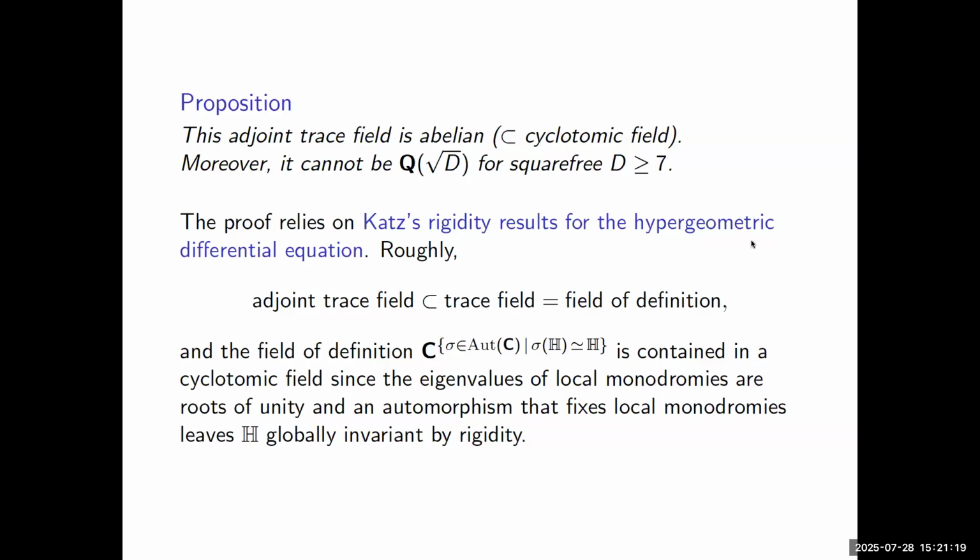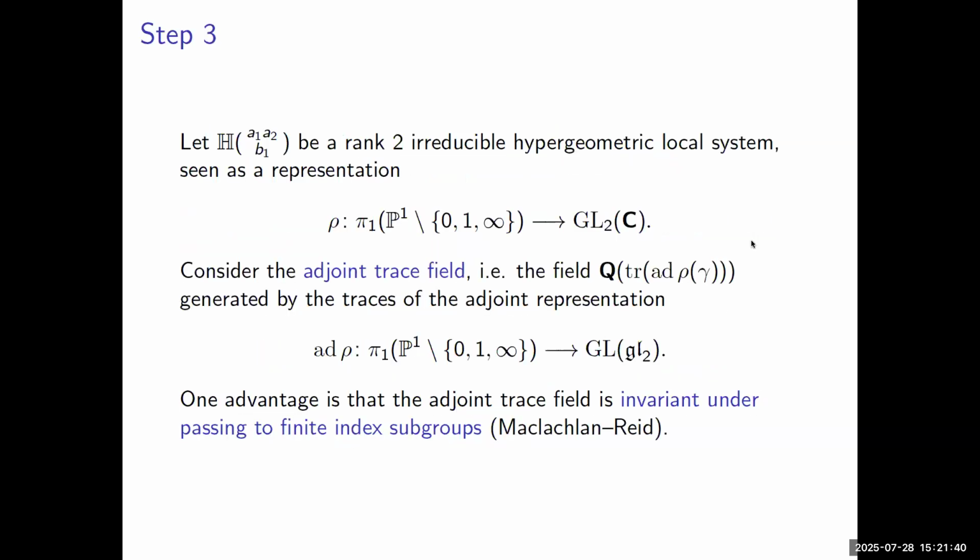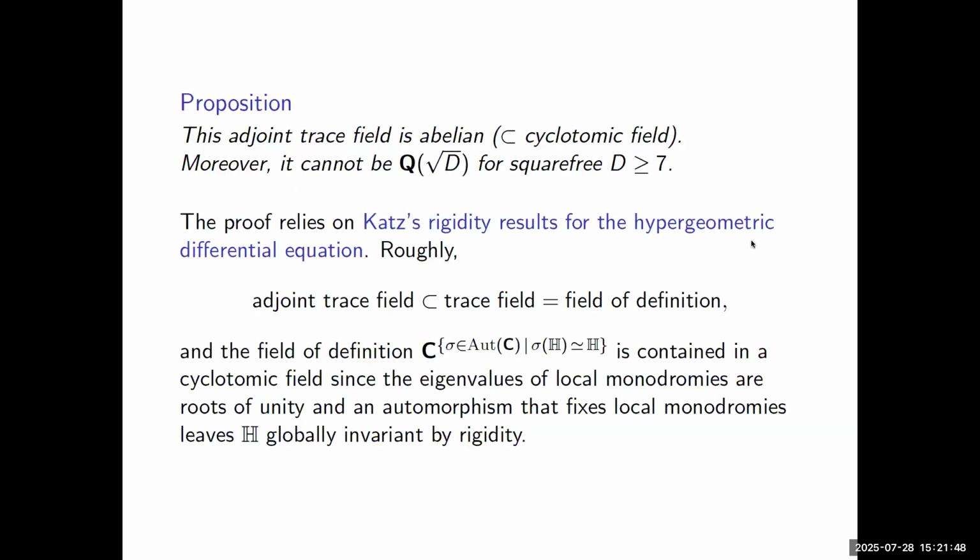So as I said, the adjoint trace field is inside the trace field. And since the local system is irreducible, this is actually equal to the field of definition. So there are many definitions for the field of definition, but the one I'm thinking about is: if you have an automorphism of C, then you can compose your representation with the automorphism. So you get a new representation and a new local system. And then you want to know if this is isomorphic to the original one. This gives a subgroup of the automorphisms, and then you take the invariant field acting on C.